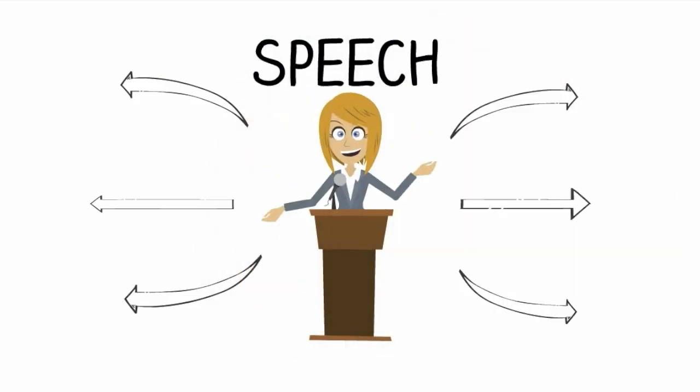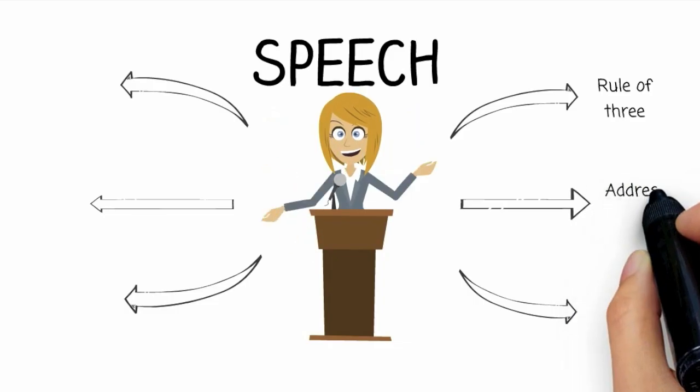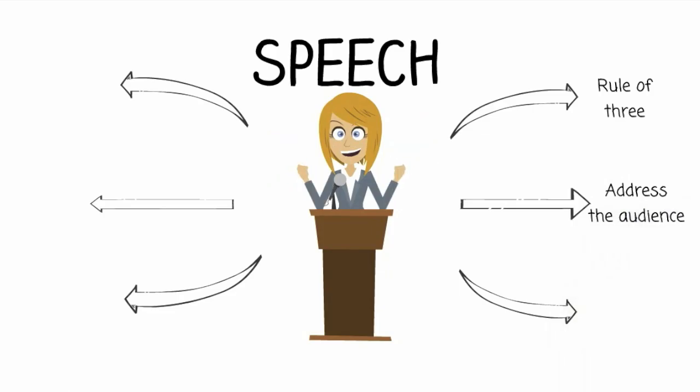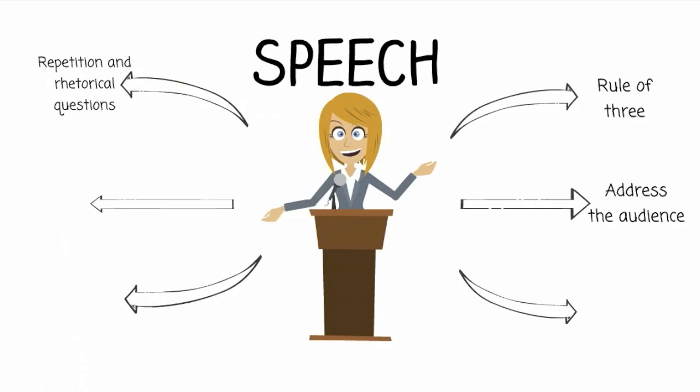Okay, on to speeches then. So the 6 main features I think of speeches are rule of 3. Rule of 3 is really powerful in a speech and used very often to good effect, especially when you're talking about rule of 3 alongside repetition. Addressing the audience, so making the reader think that you are speaking to them directly. So a lot of use of the word you, for example, would be effective.